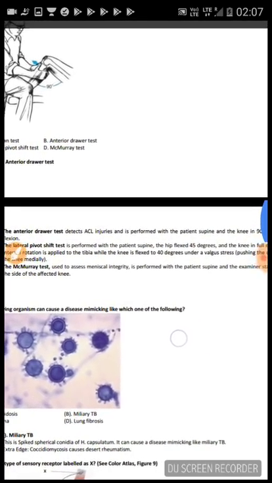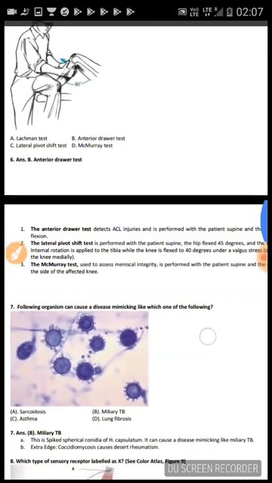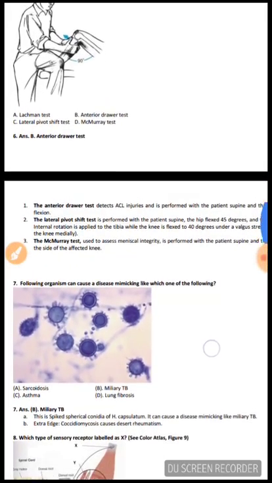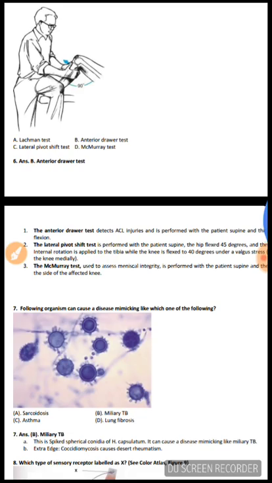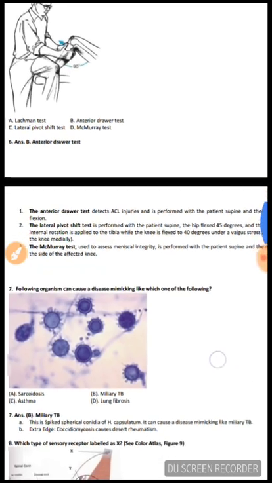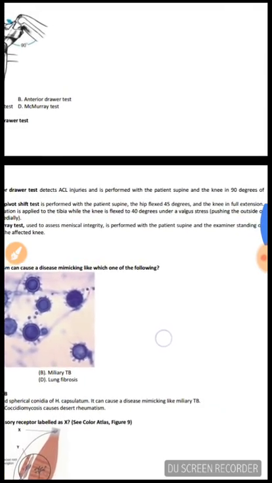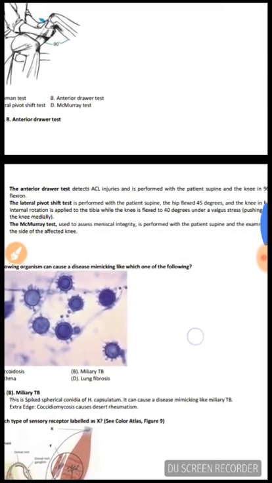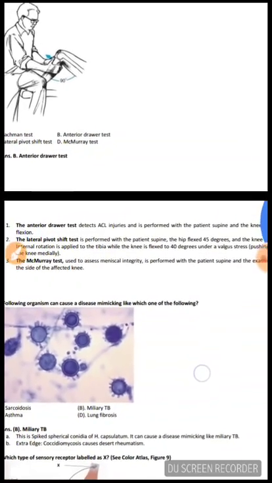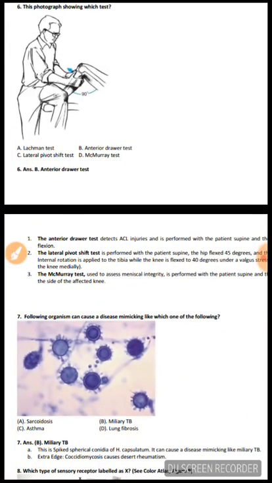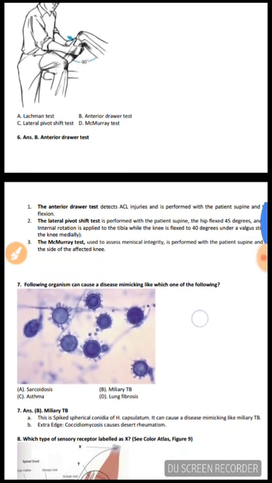See, the patient here is supine and the knee is at 90-degree flexion. Another test which you must know is the McMurray test, mainly done to assess the meniscal integrity, and is also performed when the patient is supine. But here the examiner will be standing on the side of the affected knee, while here, if you observe, the examiner is sitting and the knee is at 90-degree flexion.